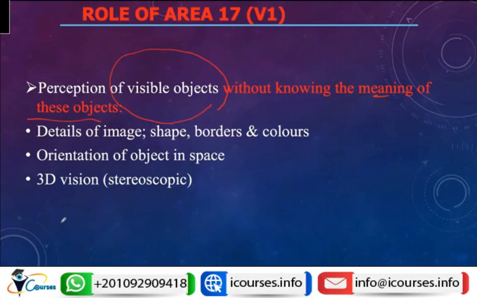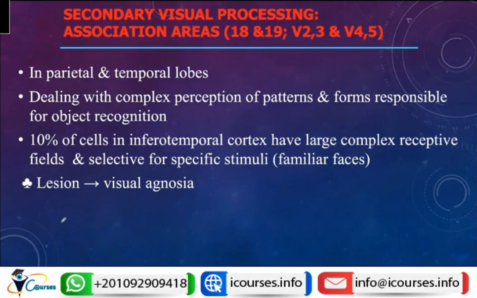But we don't know what its name is with this area, as this is the role of the secondary visual area, or the secondary visual cortex. So this is areas 18 and 19, or V2 and V3, not in the occipital lobe, but present in the parietal and temporal lobes, and they deal with the complex perception of patterns and forms, responsible for object recognition. So we see with area 17, and we know what we are seeing by areas 18 and 19.